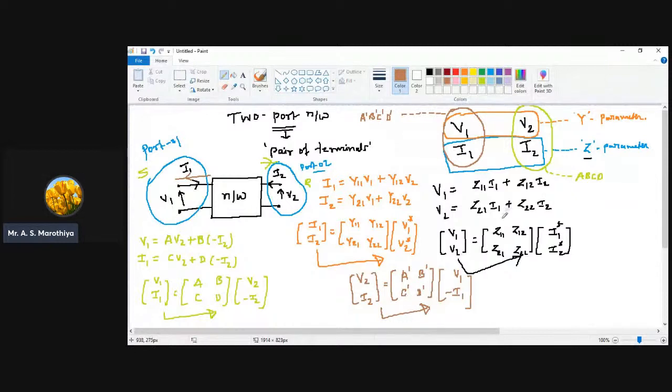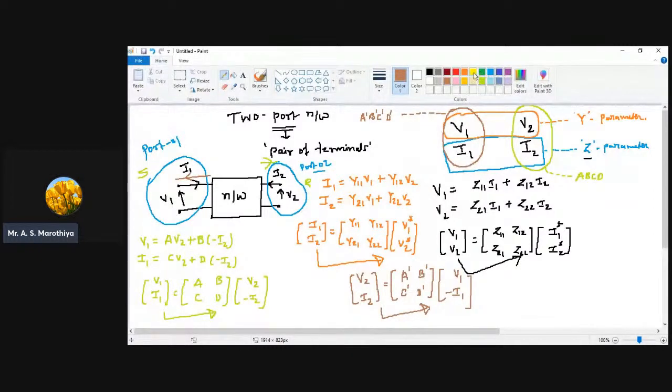Now these are four possible conditions. In the first case, I1 I2 are independent, we are defining V1 V2 in terms of I1 I2, and that is called Z. In the second case, V1 and V2 are independent and we are trying to find I1 I2 in terms of V1 V2, that condition is called Y. In the third case, we assume that V2 I2 are independent and we are trying to find V1 I1 in terms of V2 I2, that is called ABCD. And in the fourth case, we assume that V1 I1 are independent and we are trying to find V2 I2 in terms of V1 I1. That is called inverse ABCD parameter.